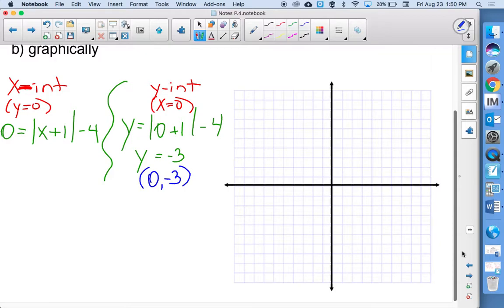Odette? Did you move the 4 to the other side? Yeah, let's move the 4 to the other side. And then we're going to split it. So we isolate the absolute value, you get it by itself, and then you split it.